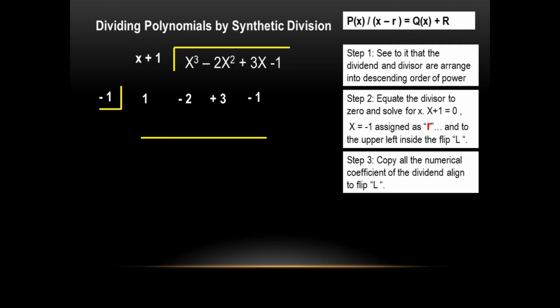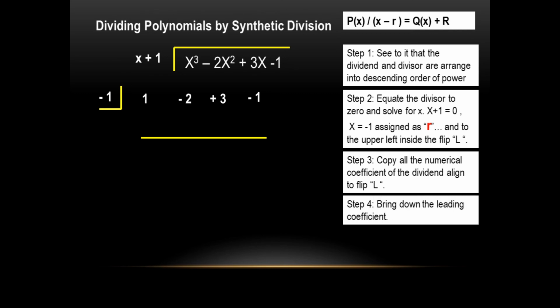Okay. Then you write a horizontal line below the numerical coefficient, leaving a space behind. So lagyan natin ng space dito, no? Sa baba ng mga numerical coefficient na kinapin natin doon sa dividend, no? Na mayroong space na maiwan para sa solution natin. Okay. So step 4, bring down the leading coefficient. So yung leading coefficient natin is 1. So just bring down. Okay.